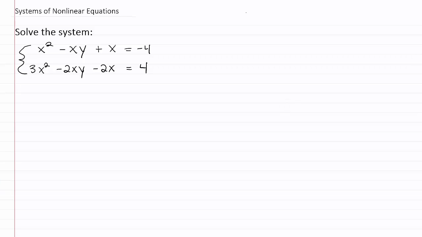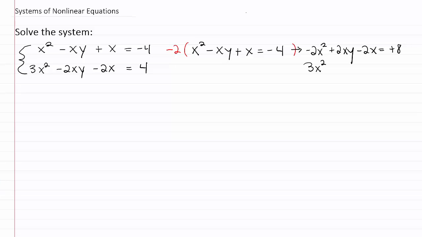So what I'm going to do is take the first equation, x squared minus xy plus x is equal to negative 4. And I think I'm going to multiply it by negative 2. This will lead to negative 2x squared plus 2xy minus 2x is equal to positive 8. And then if I take the second equation and put it underneath there, I'll have 3x squared minus 2xy minus 2x is equal to 4.